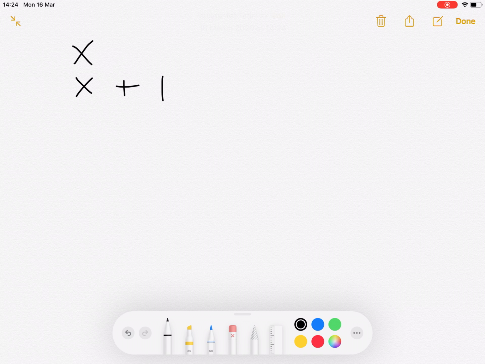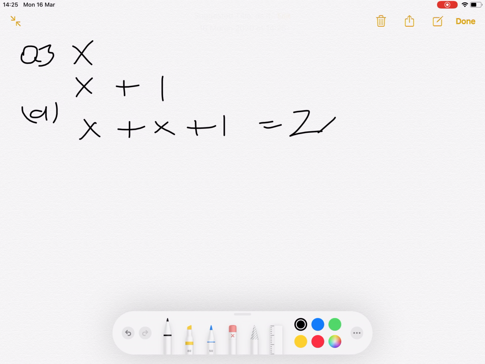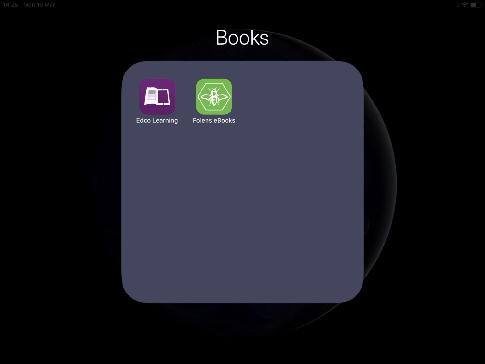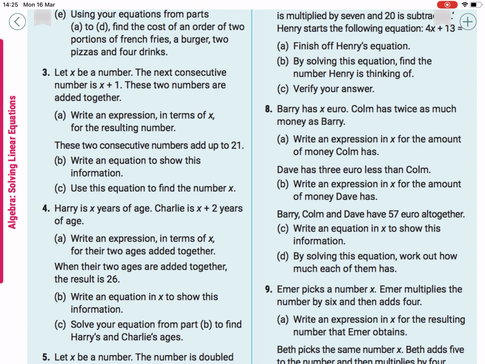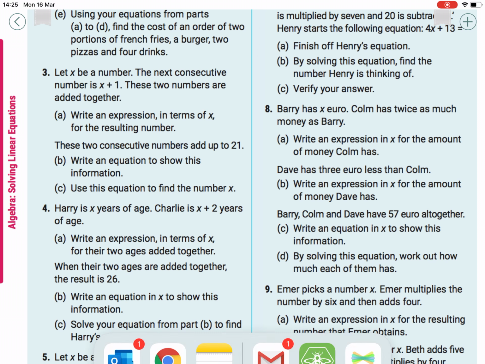So the first part, question 3, part A, we've got to put them together. So it's going to be x plus x plus 1, which is 2x plus 1. Nice and straightforward. Okay. Let's go back then. It says these two consecutive numbers add up to 21. Write an equation to show this information and use this equation to find x.